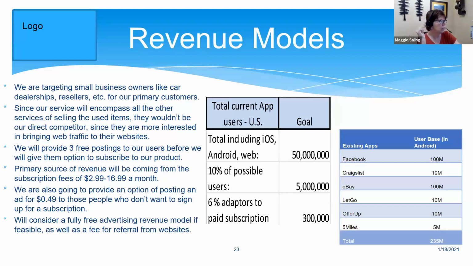If you go down to the 4th bullet, it says they're going to have a subscription fee of $2.99 to $16.99 a month. That's a pretty big range, so they should probably be explaining what the difference is in the different price points. And then they have this advertising thing too, where people are going to pay 50 cents if they don't want the subscription. Just too much going on here. It's not clear at all.